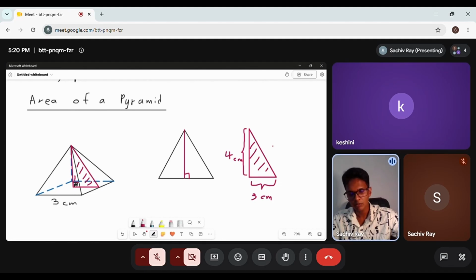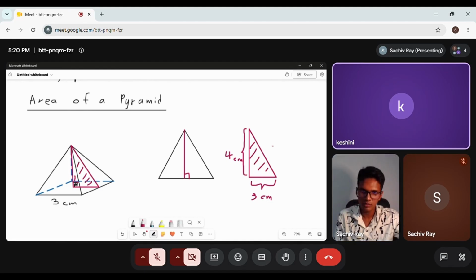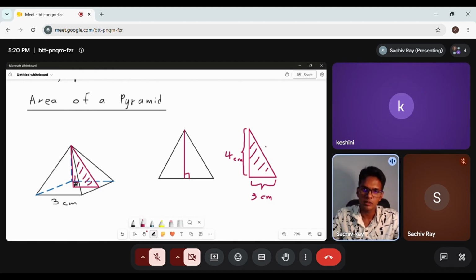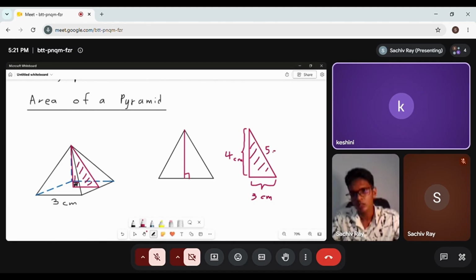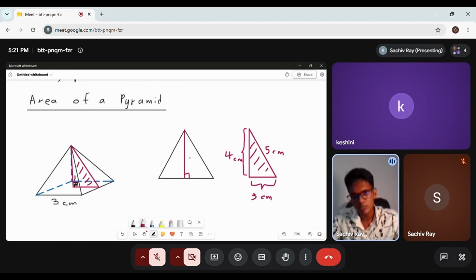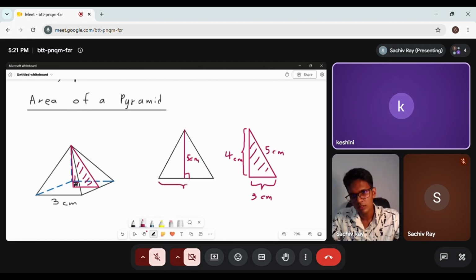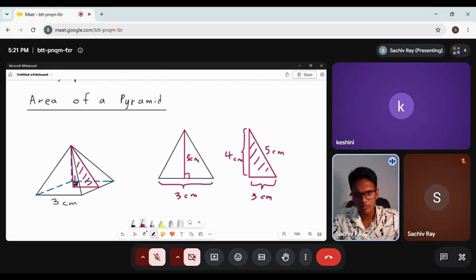Can you do the working and tell me the answer? 5 centimeters. This is a Pythagorean triple, you know that, right? Yes, sir. So 3, 4, 5, and we have 6, 8, 10, and so on. Now we know that this height is 5 centimeters. And what is this width? 3 centimeters. Now can you find the area of this triangle? Yes, sir.